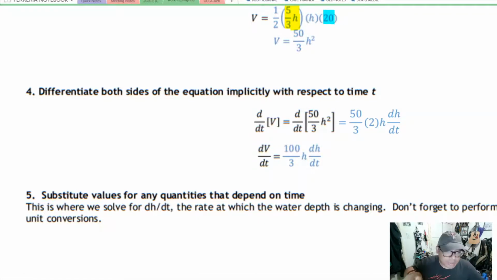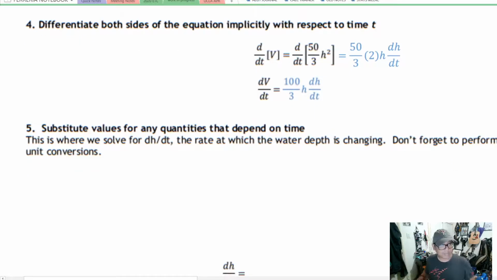It's not worth simplifying 100 over 3. Just leave it the way it is, and at the very end, we'll just multiply it all out. Good thing for you to do. Next, we're going to substitute any of the quantities that are depending on time. So this goes along with what I said last time. After we take the derivative, then immediately we're going to substitute.